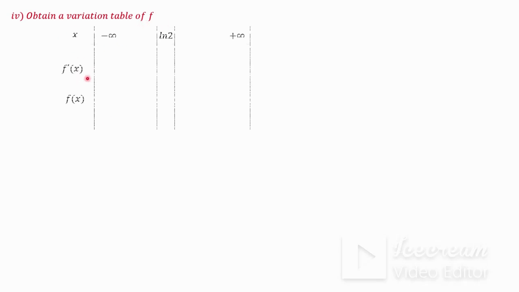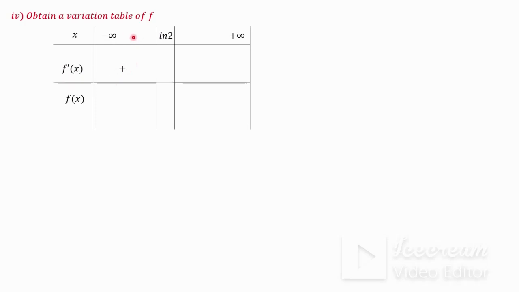In Roman 4 we are asked to obtain a variation table of f. To obtain a variation table, we first of all need the domain of definition, f prime of x and f of x. So we need to determine the sign of f prime of x in each of the intervals: the interval negative infinity to ln of 2, and the interval ln of 2 to positive infinity. Determining the sign of f prime of x in the interval negative infinity to ln of 2, we obtain f prime of x to be positive in this interval.